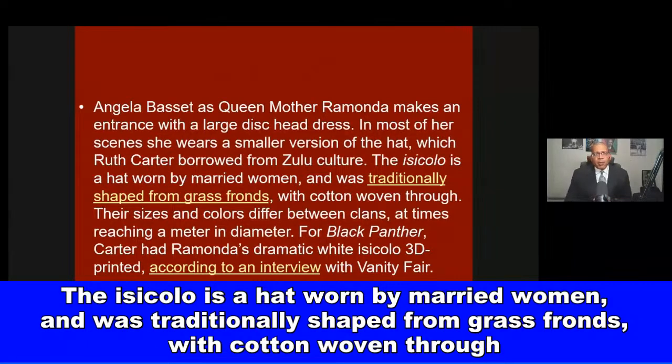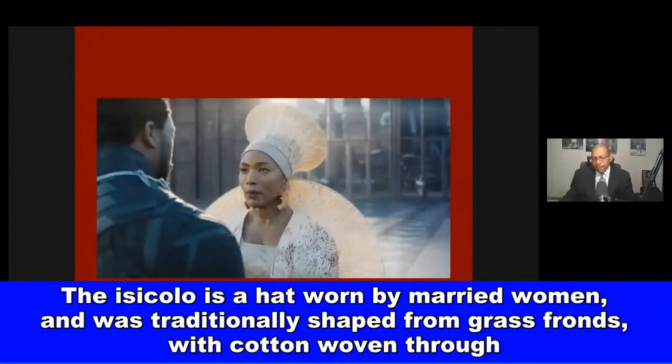Angela Bassett as Queen Mother Ramonda makes an entrance with a large disc headdress. In most of her scenes, she wears a smaller version of the hat, which Ruth Carter borrowed from Zulu culture. The Isikolo is a hat worn by married women and was traditionally shaped from grass fronds with cotton woven through. Their sizes and colors differ between clans, at times reaching a meter in diameter. For Black Panther, Ruth Carter had Ramonda's dramatic white Isikolo 3D printed, according to an interview with Vanity Fair. And here's a picture of her with the Isikolo right here.